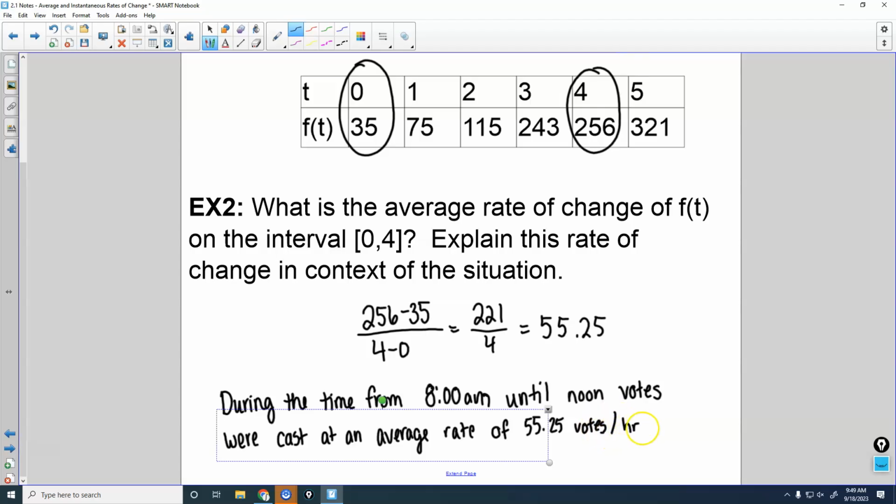Okay, we didn't really get to finding the instantaneous rate today. We kind of looked at that investigation. We're going to look at finishing these up tomorrow, and then we'll do some practice with those. So be ready for that tomorrow.